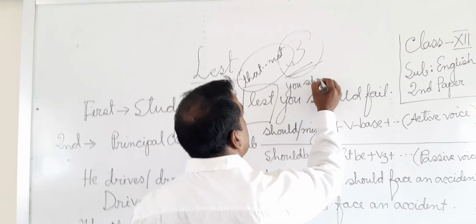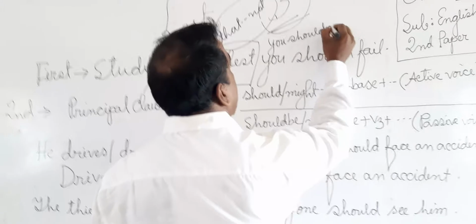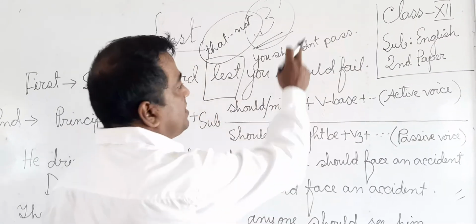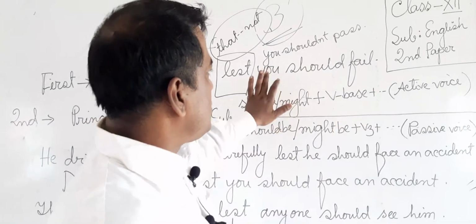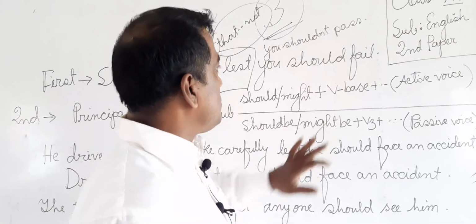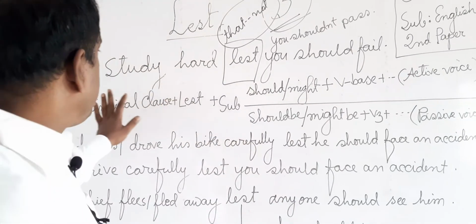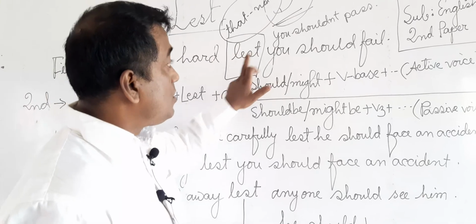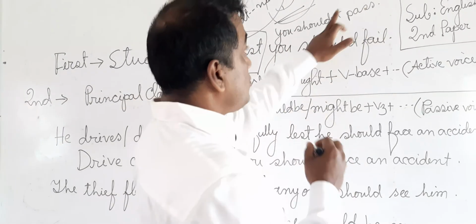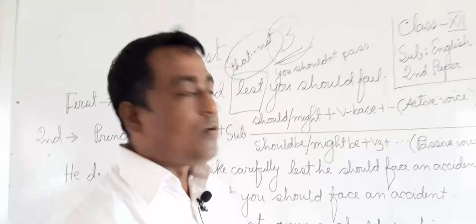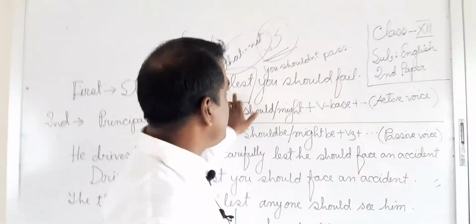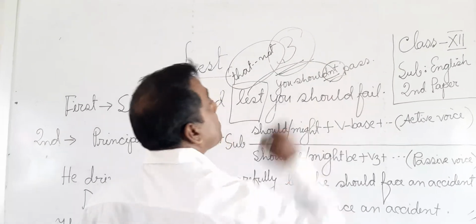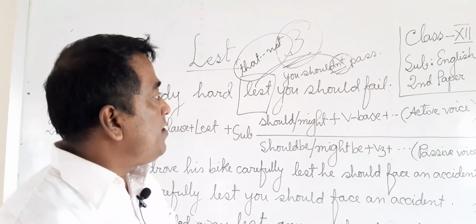you shouldn't pass. It's the right transformation of the sentence. 'You should fail' means 'you shouldn't pass'. But if any student gives the answer this way, 'Study hard lest you shouldn't pass', then the answer will be wrong because 'lest' itself is a sign of negation. So after 'lest' you are not allowed to use any negative sign, any negation.